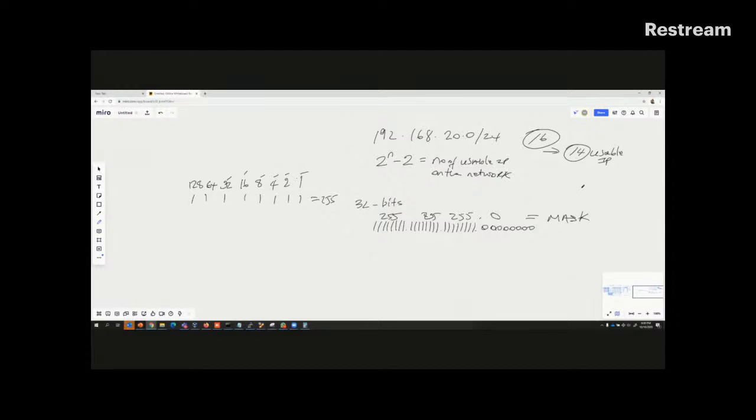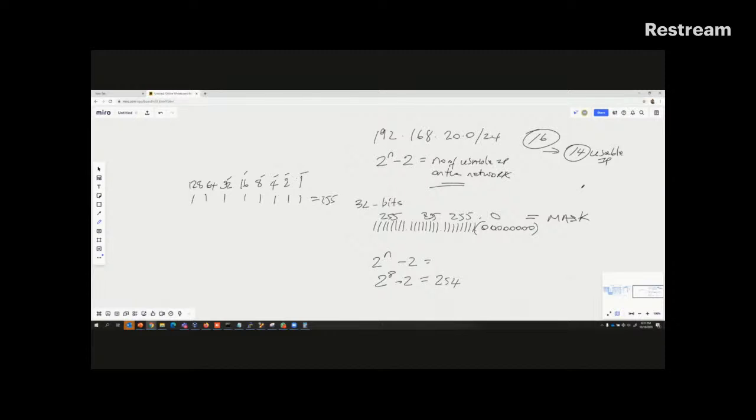So all we're writing here is that 24 of the 32 bits are turned on. Therefore, the bits that are turned off represent the host. The formula is 2 raised to the power of n minus 2. In this case, it's 2 raised to the power of 8, because there are 8 bits turned off, minus 2, which equals 254, because 2 to the power of 8 is 256 minus 2 is 254. That means on this network, by default, we have 254 usable IPs.